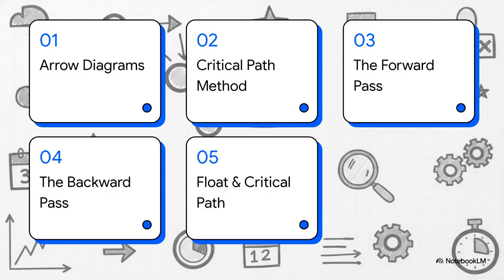So here is our roadmap for today's explainer. First, visualizing with arrow diagrams. Second, defining the critical path method. Third, calculating the forward pass. Fourth, calculating the backward pass. And finally, finding float and the critical path.